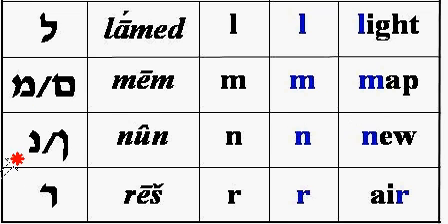Here you would see the Nun. Again, we have two characters because this one is a final Nun and this is just an ordinary Nun. It sounds like N as in new.